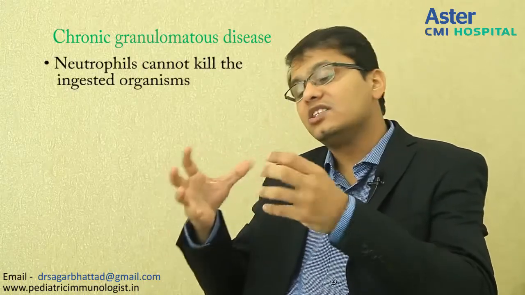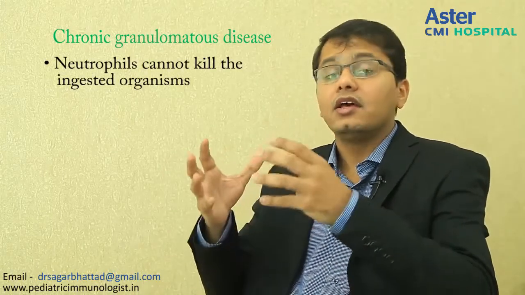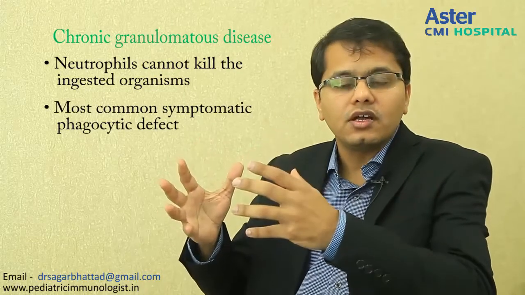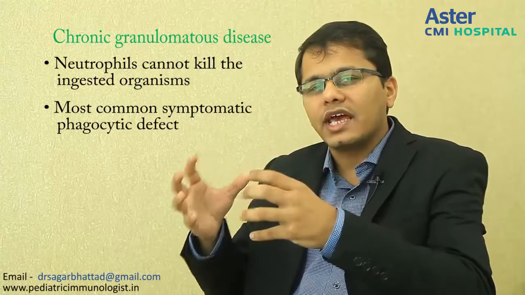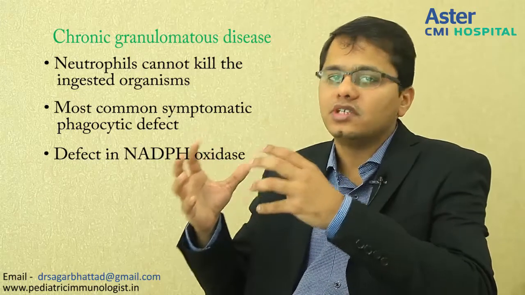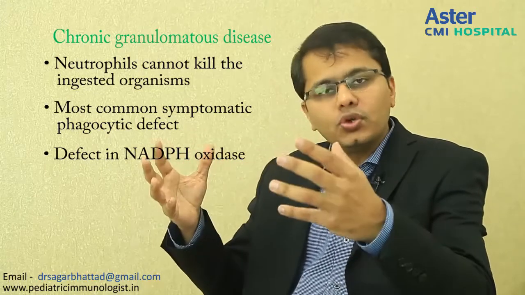So, what is chronic granulomatous disease? It's a condition wherein neutrophils cannot kill the ingested organisms. And this in fact is the most common symptomatic phagocytic defect. And here the actual defect lies in an enzyme complex known as NADPH oxidase. And these children present to you with recurrent infections and do have granuloma formation, and that's why it's called chronic granulomatous disease. Now let's have a look at this child.